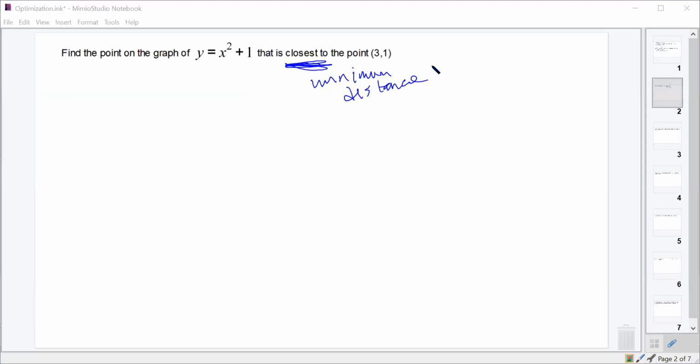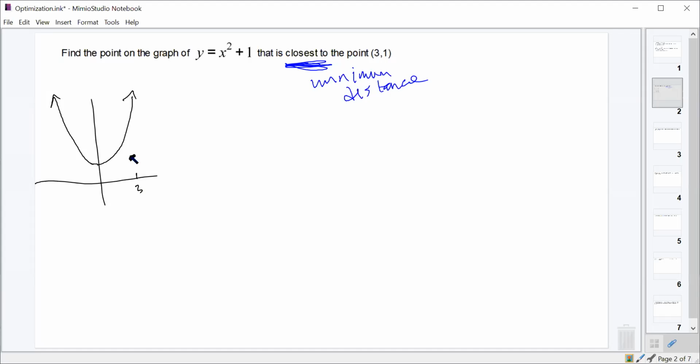So first, let's draw a picture. In this case, our picture is just going to be the function x squared plus 1, and the point (3, 1). Clearly, the point (3, 1) is not on that function, so we know the minimum distance is certainly not going to be 0. It's going to be greater than 0, right?